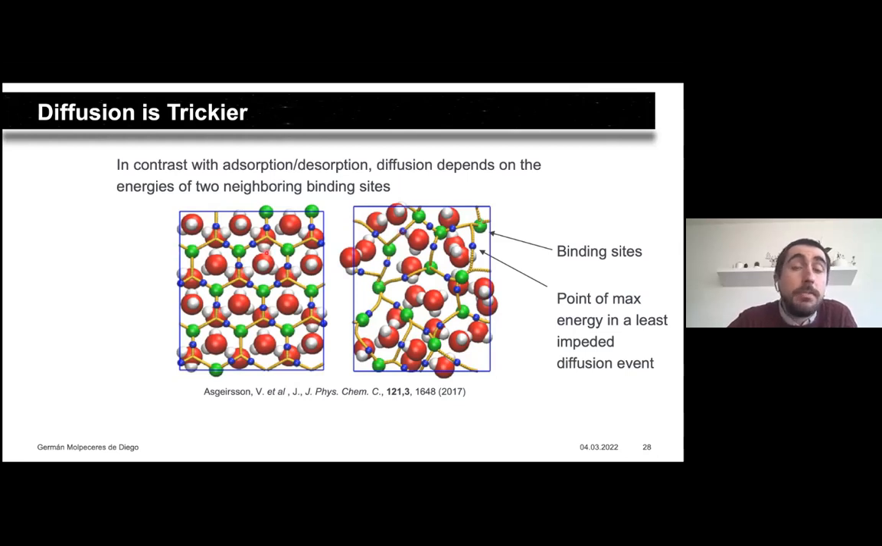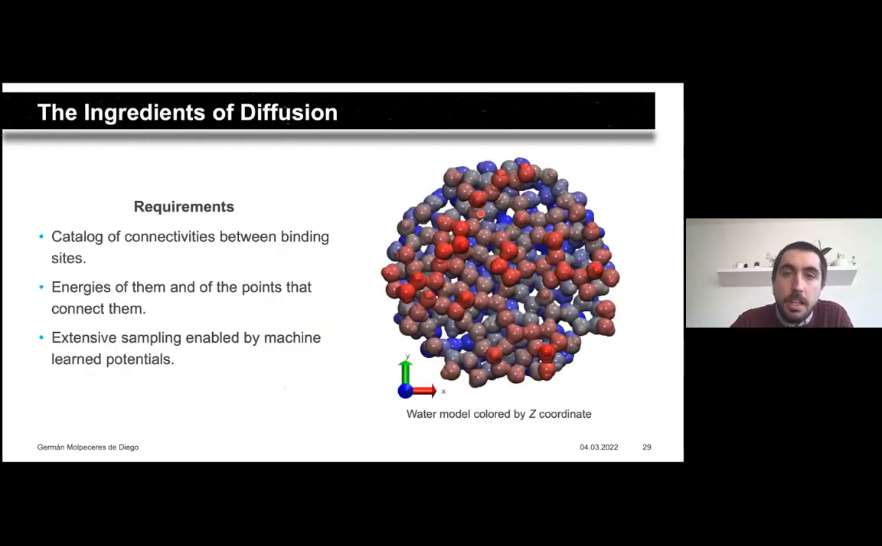Moreover, in the case of a crystalline surface, such as the one I'm presenting here, the diffusion is easier to treat because there are points of high symmetry and established paths for diffusion. This is not the case for amorphous surfaces, where we have random connections of different sites that lead to a movement of particles on top of the surface. Therefore, what we need is to construct, from a given ice, a catalog of connectivities of the different sites where a particle can be with all the other ones on the surface.